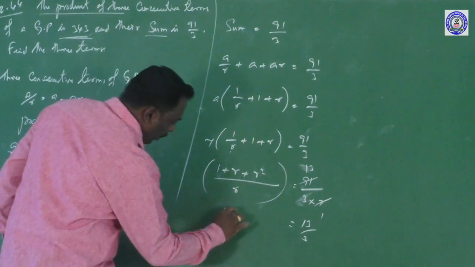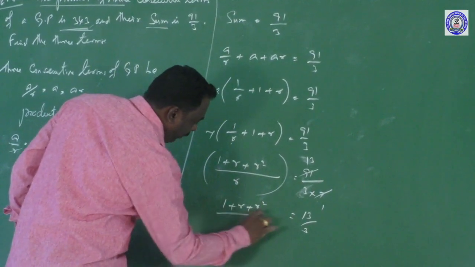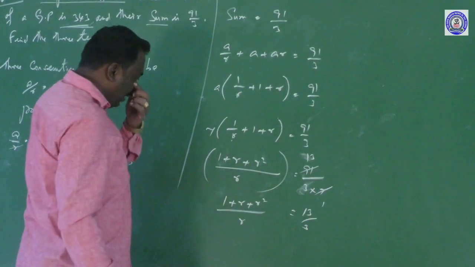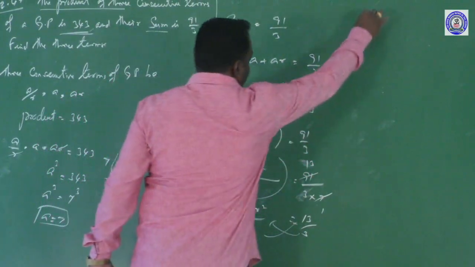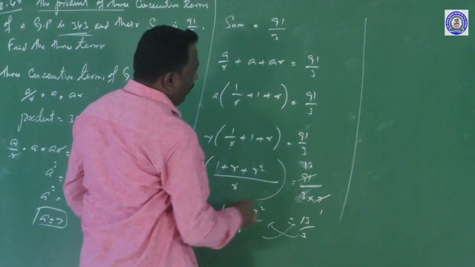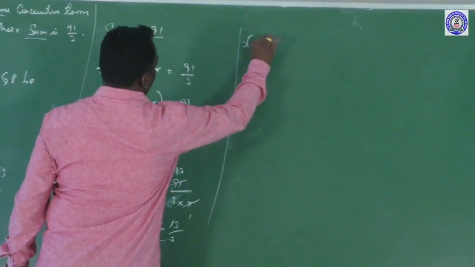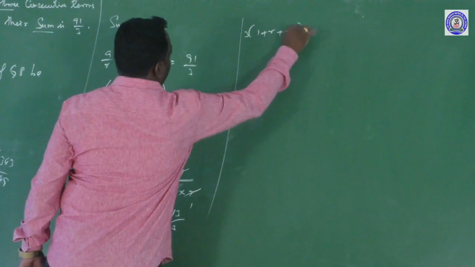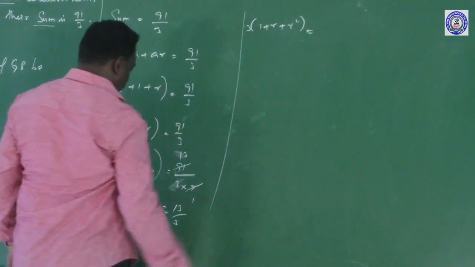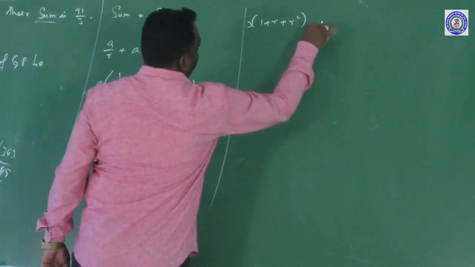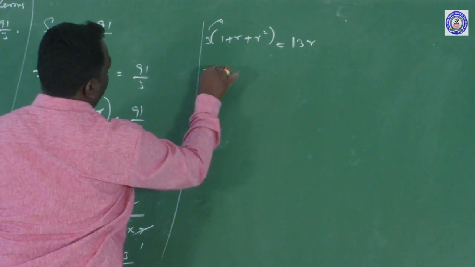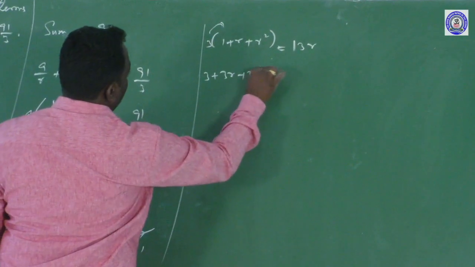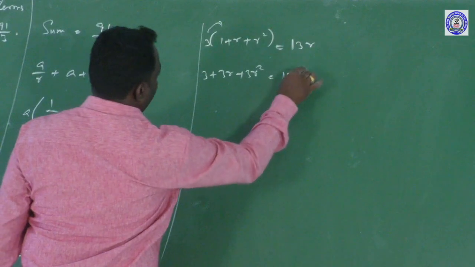Now remaining it is 1 plus r plus r square by r is equal to 13 by 3. Just transfer the corresponding term: 3 comes to the left hand side of the equation. 3 into 1 plus r square is equal to 13 into r. Just multiply the terms. It is 3 plus 3r plus 3r square is equal to 13r.